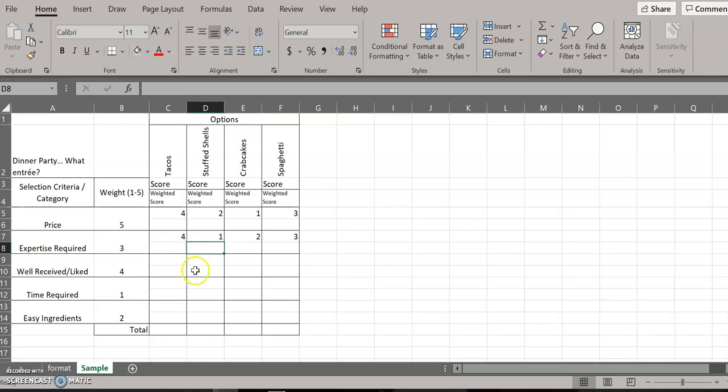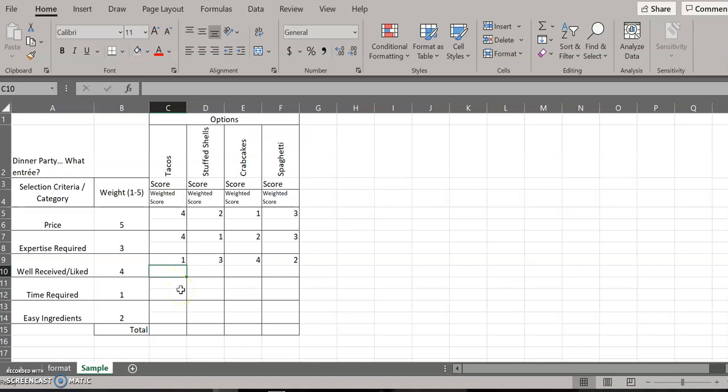Okay, well received and liked. In my opinion, crab cakes would probably be the best because I think a lot of people would really like crab cakes. I would say that would be definitely a 4. For stuffed shells, I would say that would probably be a 3 because they're kind of fancy. Spaghetti is pretty well liked. I would say that's a 2. And I would say tacos is a 1. And of course we can all make arguments for these.